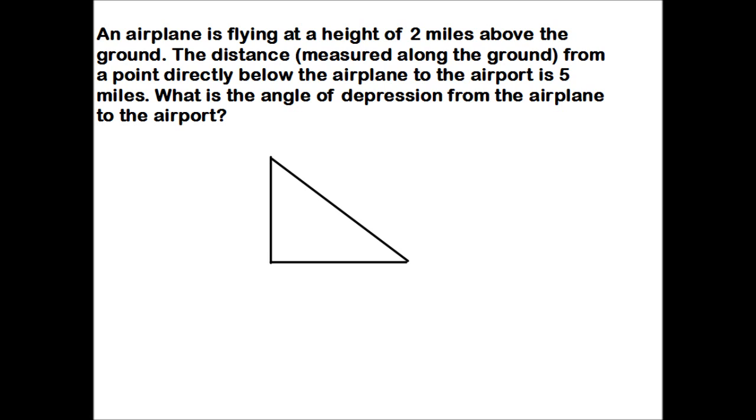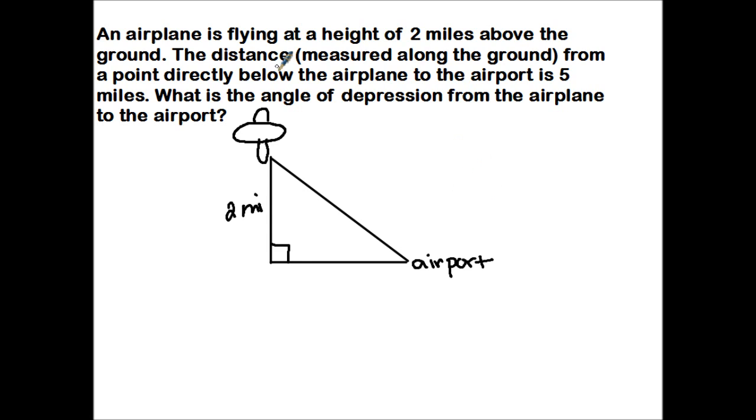Okay, so it looks like I have up in the sky an airplane. And down here is the airport. So I'm just going to write airport. Alright, that first key phrase, an airplane is flying at a height of 2 miles above ground. So if it's talking height, that would be this as 2 miles. Here is my right angle.